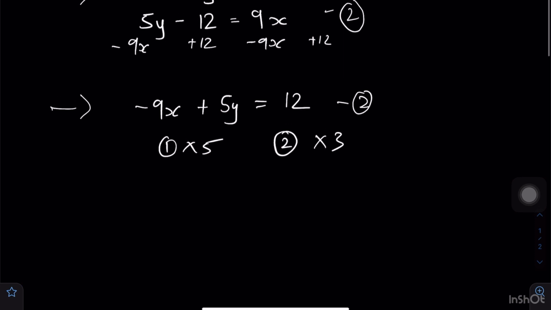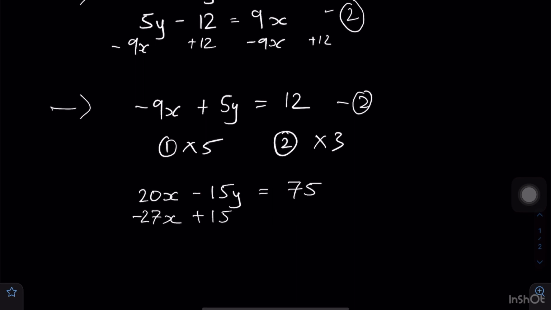So equation 1 now becomes 20x minus 15y is equal to 75. We've done 4x times 5, minus 3y times 5, which is minus 15y, and then 15 times 5, which is 75. Now do the same for equation 2. We times it by 3. Minus 9x times 3 is minus 27x. 3 times plus 5y is plus 15y. 3 times 12 is 36.